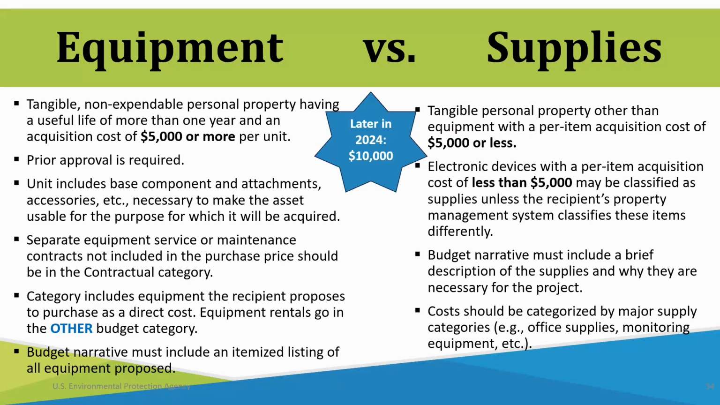And so this $5,000 threshold that I mentioned, that's one of those things that's going to change later in 2024. That will be $10,000. So that's the simple test for equipment versus supplies. It can be much more complex than that. There are other factors that often need to be taken into consideration to determine if an item is equipment or supplies. I've listed some of those complexities here. If you have questions about it, your grant specialist will help you with this determination.